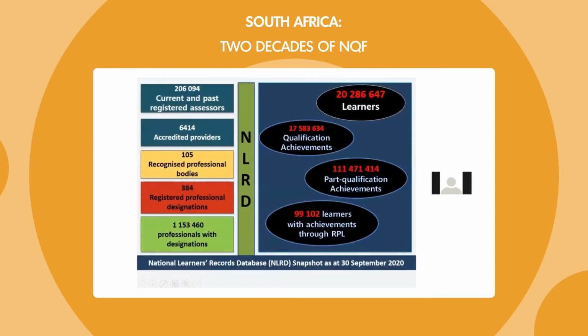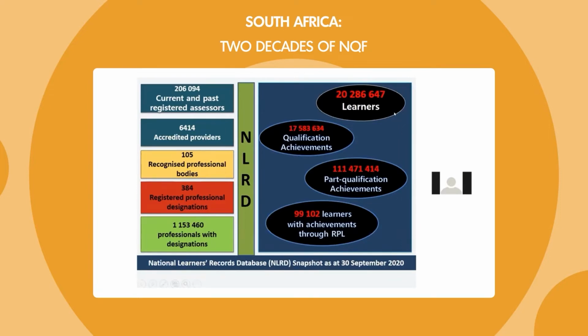So this is a snapshot of the National Learners Records Database as at 30th of September 2020. You can see that on this database, we've got over 20 million learners. We've got over 17 million qualification achievements. Then we've got over 111 million part qualification achievements.